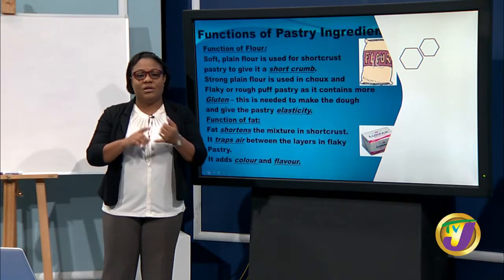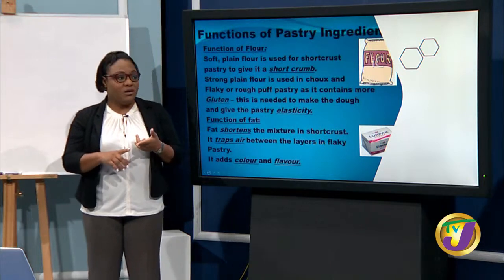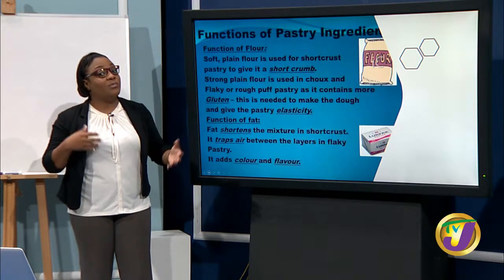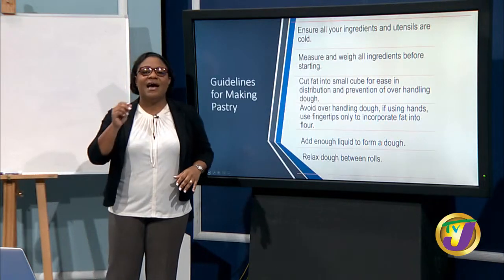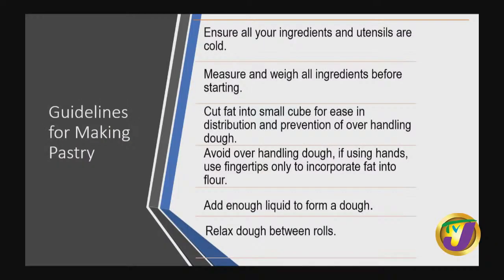And the options would include lard, shortening, pastry fat, margarine. So butter is the most flavorful one, and persons will tend to use butter, but then you know that you're going to spend a little bit more money if you're buying that product. Now let's look at the guidelines for making pastry. While we just looked at the different pastry types, the ingredients, and the functions of the ingredients, now when you have all your ingredients before you, there are some guidelines that you need to follow in order to have a successful pastry dish.